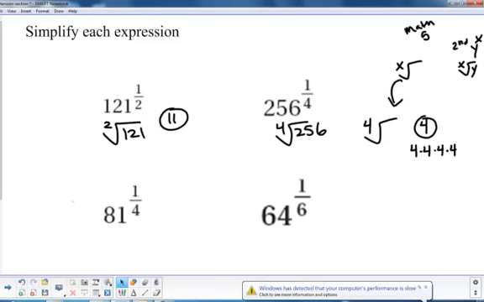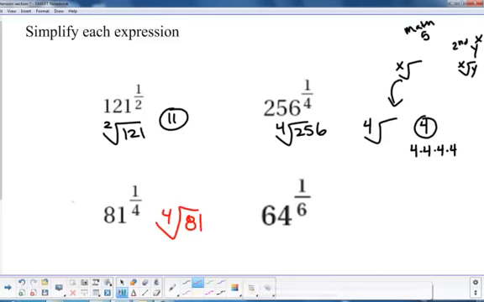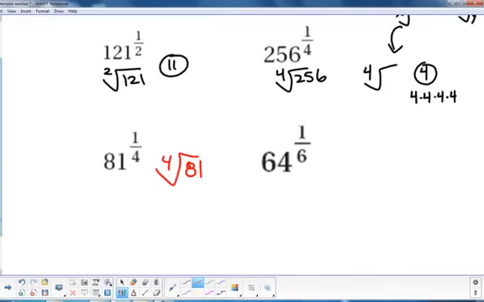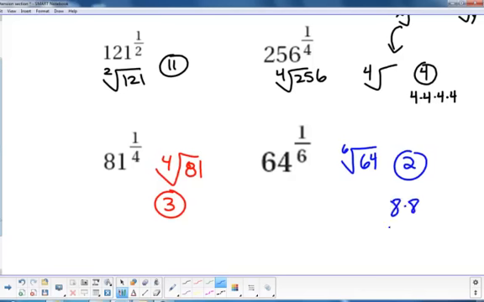Does that make sense? And this means the 4th root of what is 81? And that would be 3, because 3 times 3 is 9, 9 times 9 is 81. And this is the 6th root of what equals 64, and that would be 2, because 2 times 2 is 4, times 2 is 8, and 8 times 8 is 64. I'm kind of thinking of it like this: 2 cubed is 8, and 2 cubed times 2 cubed is 2 to the 6.